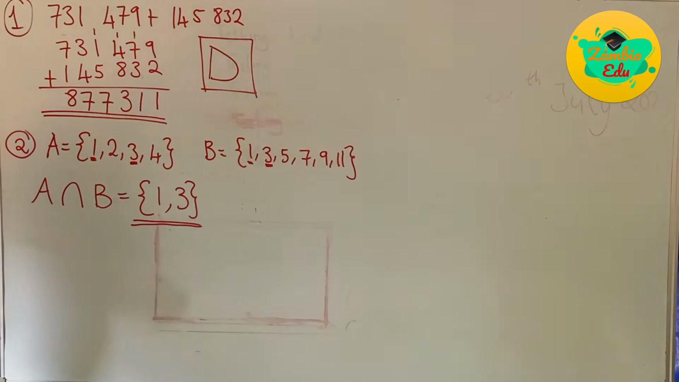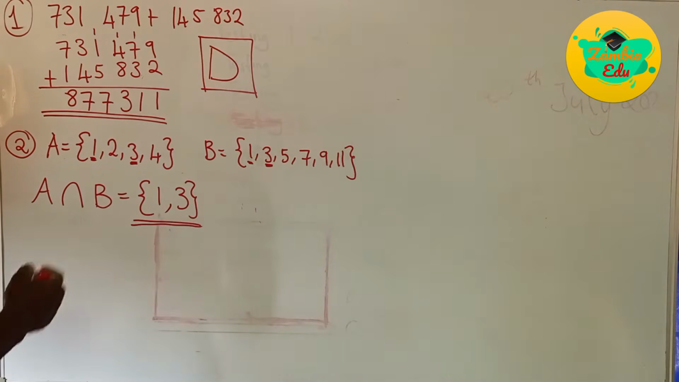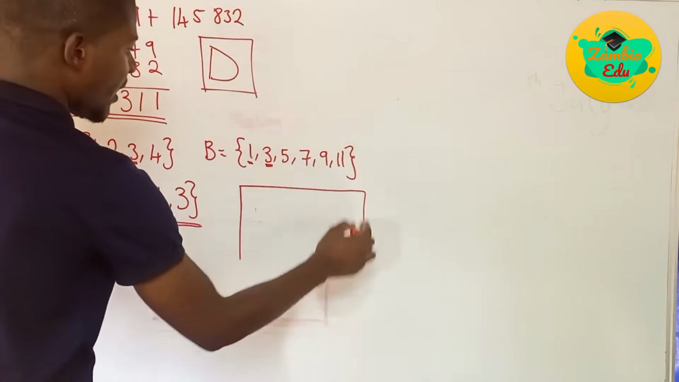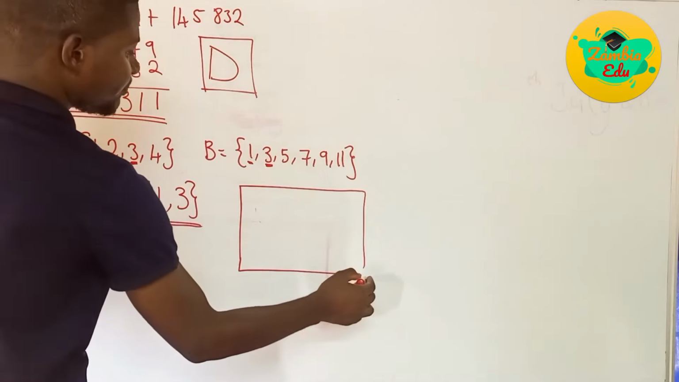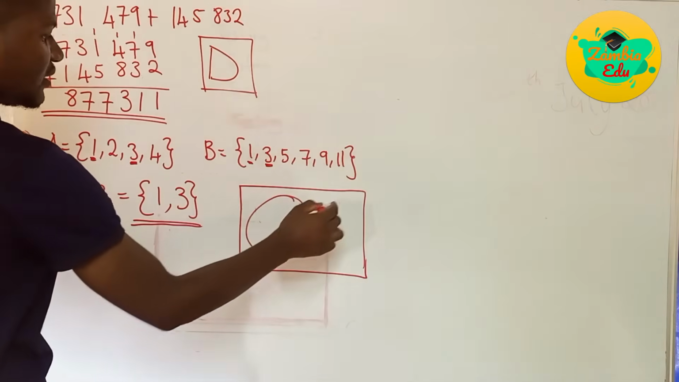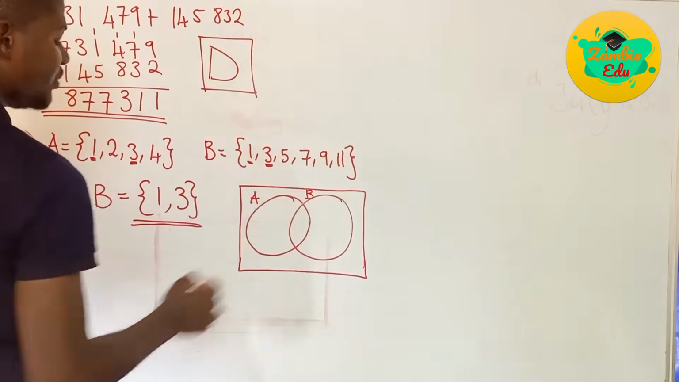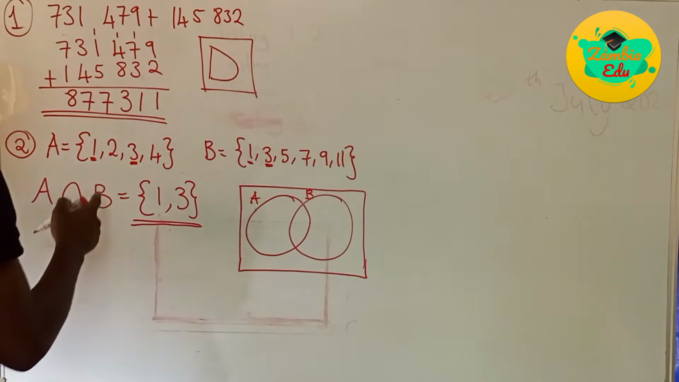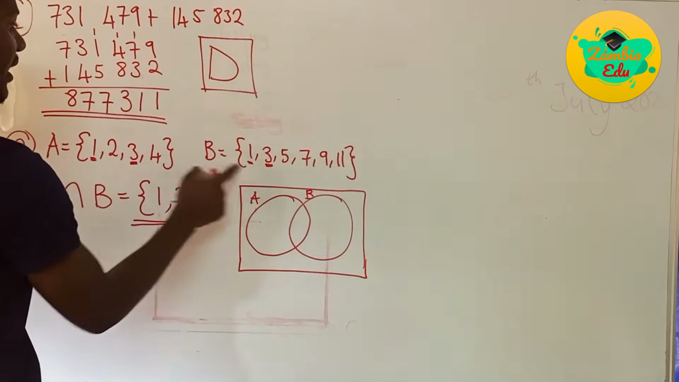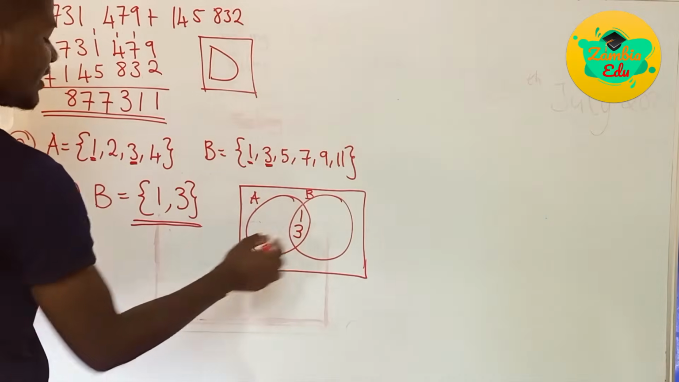Or if you like, you would quickly come up with a simple Venn diagram to know which one is the intersection. To come up with a Venn diagram, we draw our rectangle. After we draw our rectangle, we indicate two sets, set A and set B. First and foremost, what is common is 1 and 1. So 1 goes on the intersection and 3 goes on the intersection.